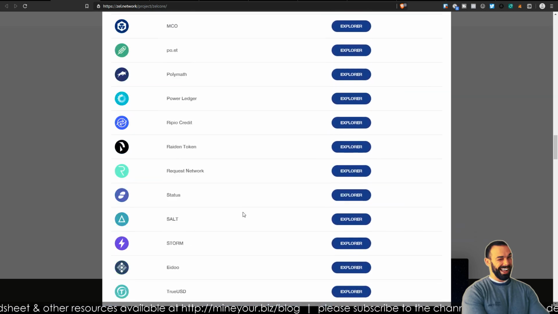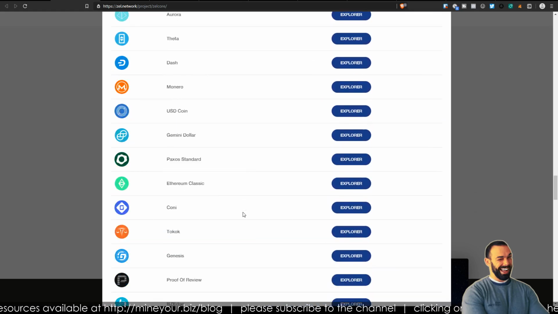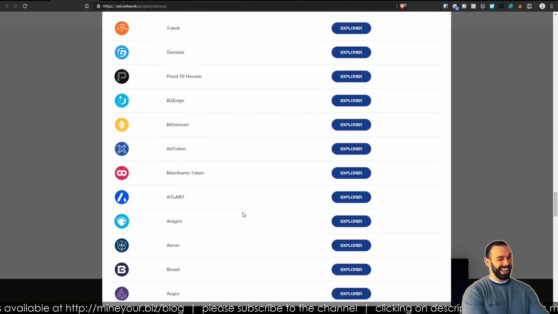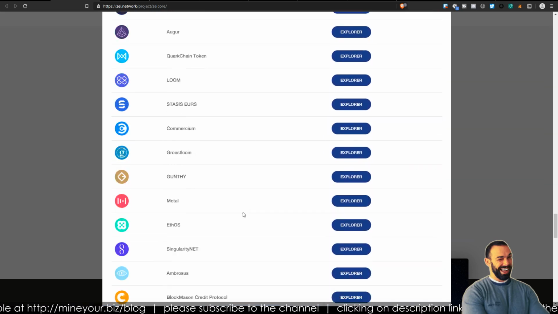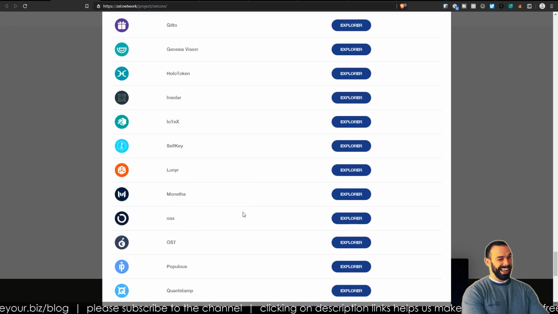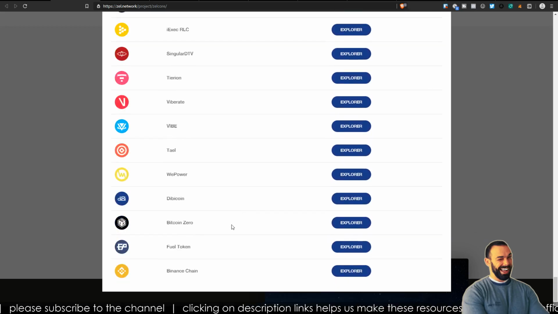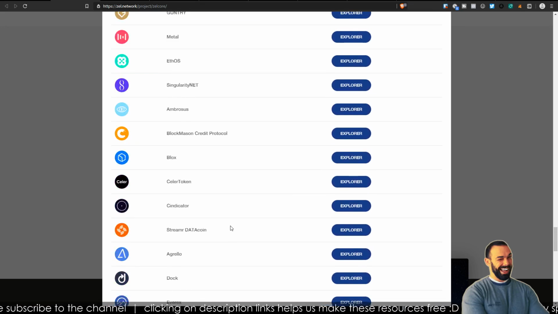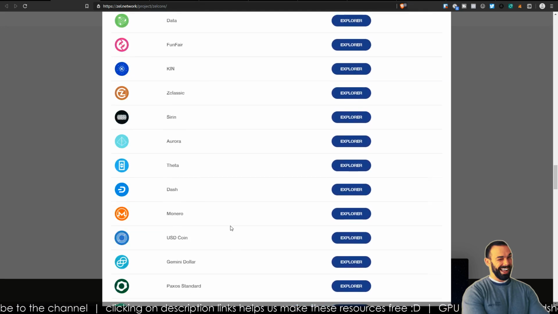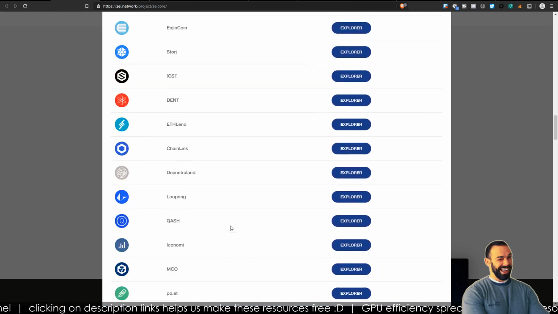Seeing a lot of others. Polymath. Not seeing SINOVATE. Mainframe. There are plenty of tokens that are supported. ERC20 tokens. Binance Chain. All right, so I don't see SINOVATE here on Zelcore just yet, but it could be that they are in early talks to be listed.